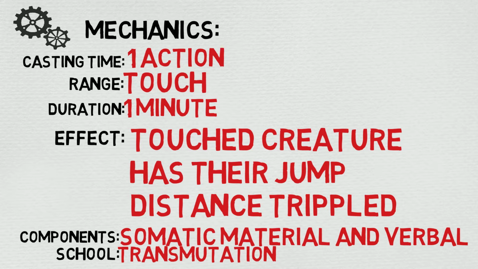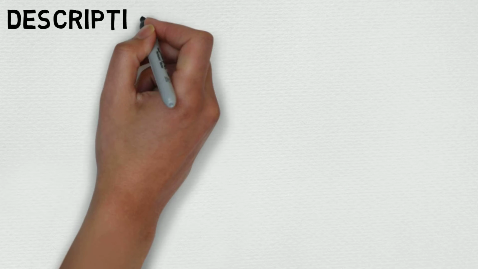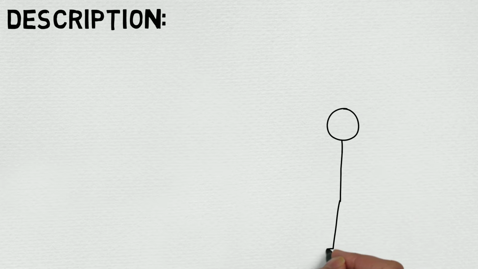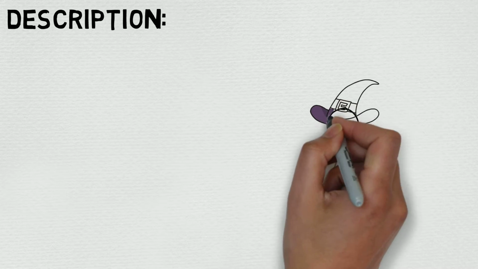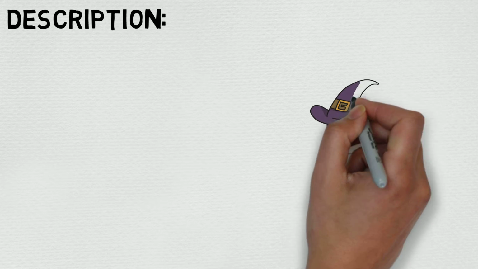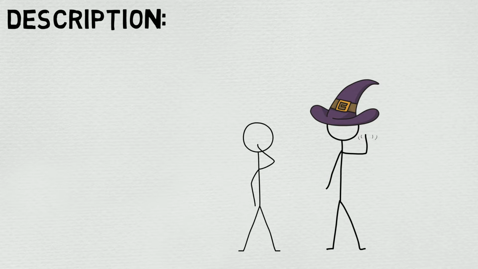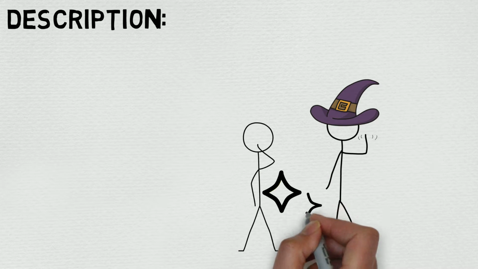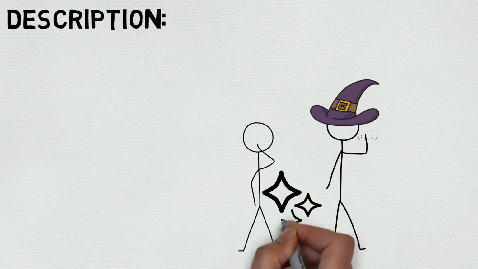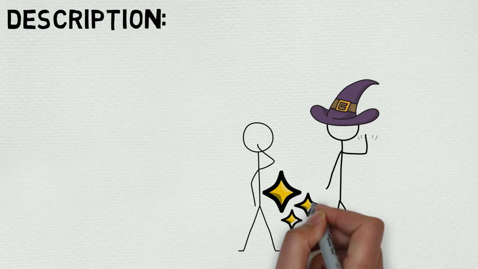The description reads as follows. You touch a creature. The creature's jump distance is tripled until the spell ends. Pretty simple when you think about it. However, jump distances are pretty confusing in terms of 5e, at least in the way they're written in the PHB. So I kind of broke it down a little bit for us.